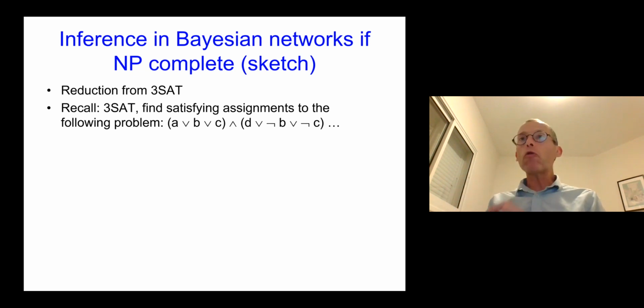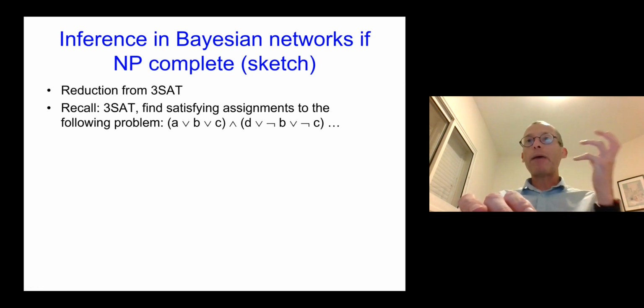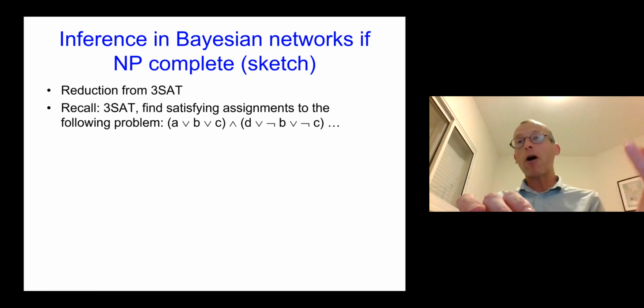What we are going to do is show that if we know how to do inference in Bayesian networks, we can solve 3SAT. If that's the case, then obviously Bayesian network inference is NP hard, because if we know how to do inference, then we can solve 3SAT, and then we solve all the NP problems. So this is something we will do next time, and I will show you the reduction. I don't want to start, we don't have a lot of time.